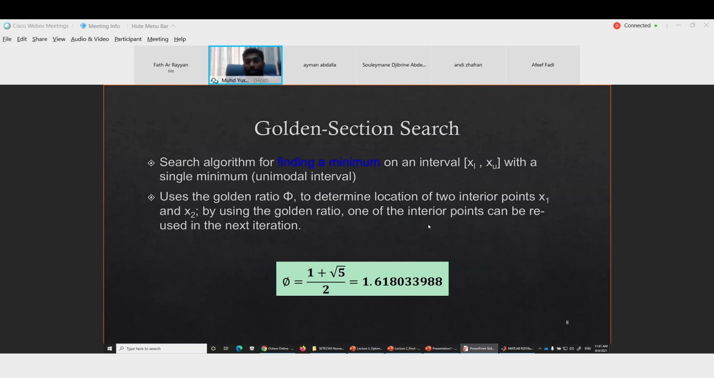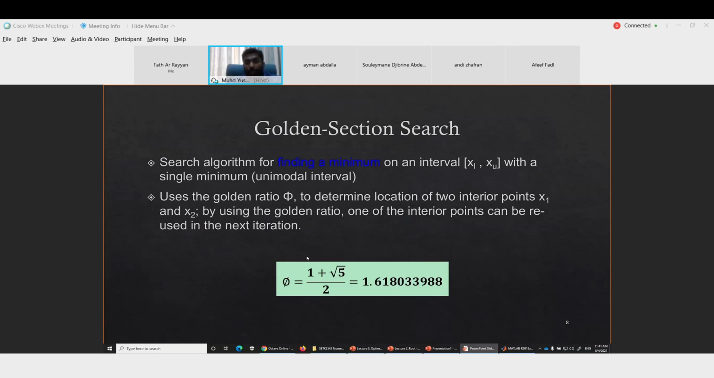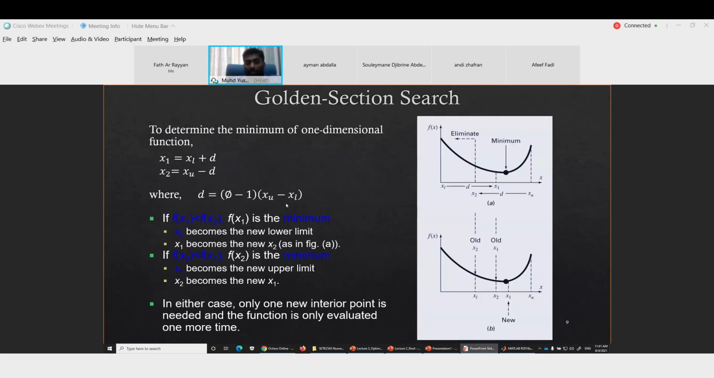So using the golden ratio, you will reduce one part of the graph in the section. The formula of phi is 1 plus square root of 5, over 2, which is 1.618. So the steps to find with the golden section search: you need to have x1 and x2. The formula is x1 equals xl plus d, and x2 equals xu minus d, where d is equal to the golden ratio minus 1, multiplied by xu minus xl.